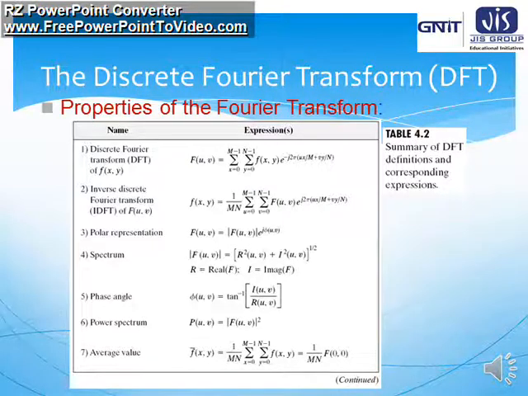So some properties of the Fourier transform have been given here. We can see the summary of discrete Fourier transform definitions and the corresponding expressions. Some properties along with their expressions are given: the discrete Fourier transform and inverse discrete Fourier transform, known as DFT and IDFT, then its polar representation, its spectrum, its phase angle, power spectrum and average value. All have been summarized here.